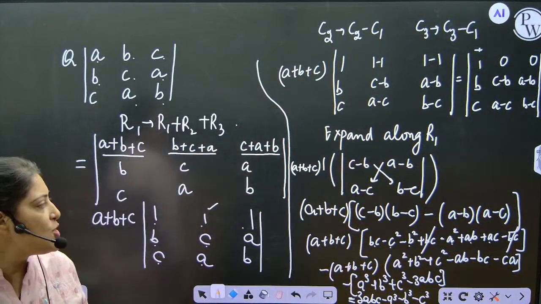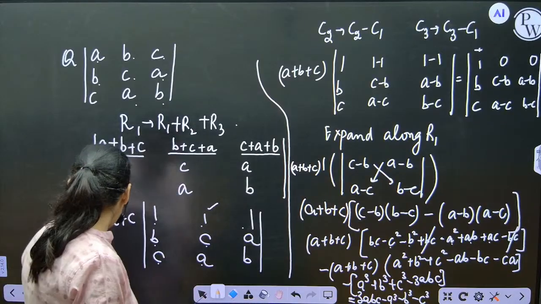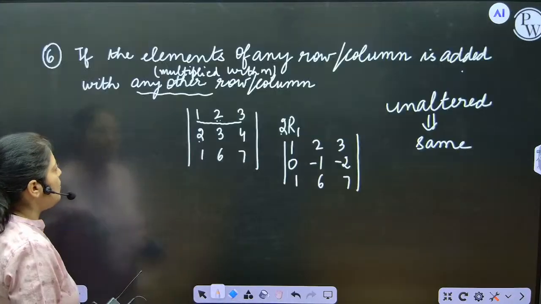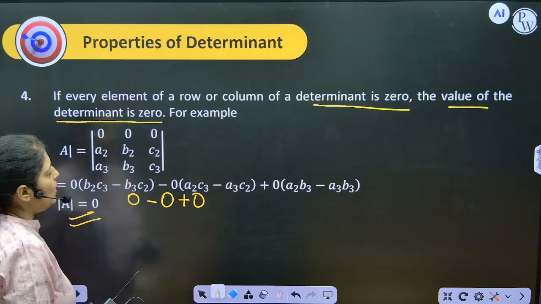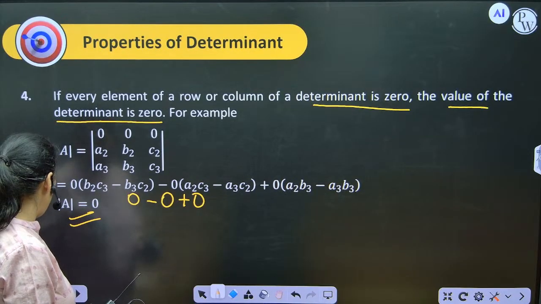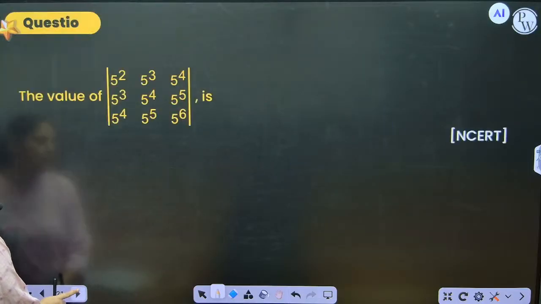Okay. So I hope today's class is clear to everyone. What we have done: all the 6 properties. Go through the properties once again.